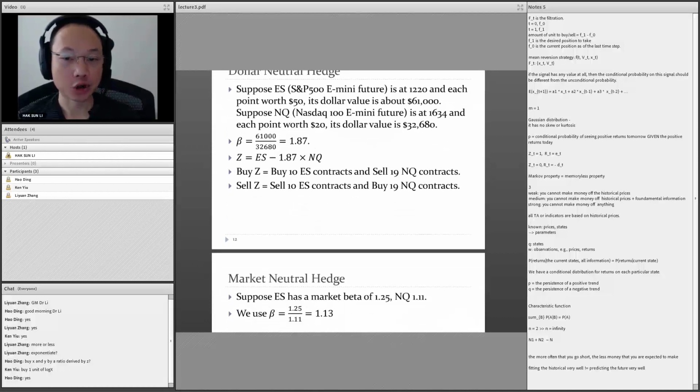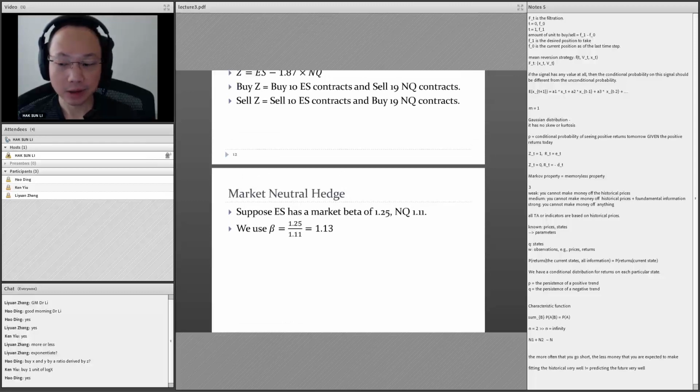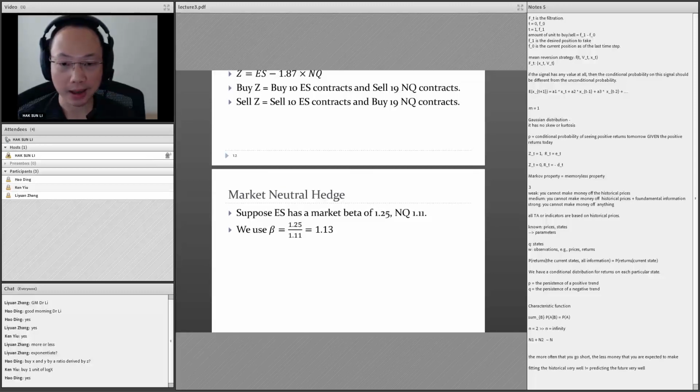Another popular hedge is the market neutral hedge. The idea is that you compute the market beta of the two instruments. The market beta is the thing that you learn in investment 101. It's the sensitivity of the instrument to the market, computed using some sort of OLS, ordinary least squares. So the idea is to construct a portfolio so that the market beta of the entire portfolio is 0. In that case, your portfolio should not be affected by the market movement, theoretically.